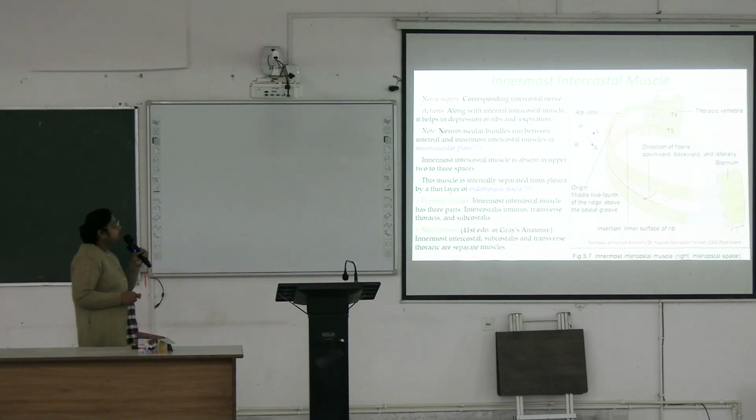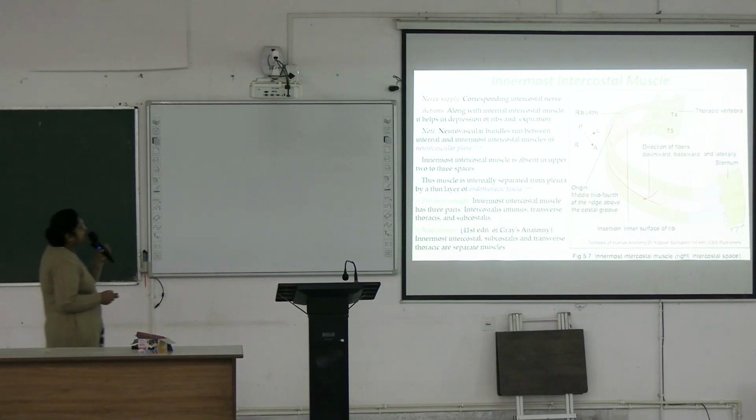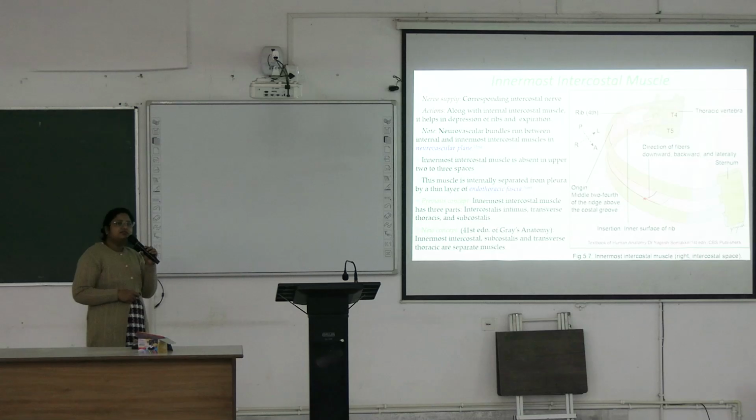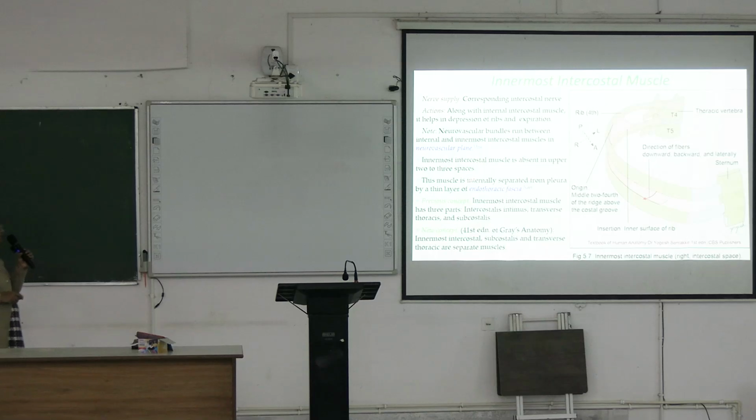And neurovascular bundles run between the internal and innermost intercostal muscles in the neurovascular plane. And innermost intercostal muscle is absent in the upper two to three spaces. Okay, this is important for viva and MCQ, where they are absent. And the muscle is internally separated from the pleura by a thin layer of endothoracic fascia.